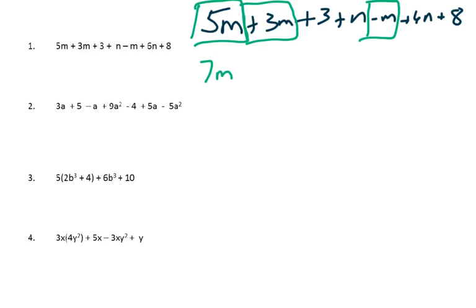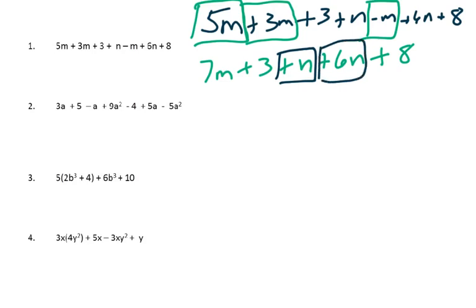And I'm going to bring everything else straight down just like I would if I was doing order of operations. Okay, so I combine my m's. Now I'm going to combine my n's. Okay, so I have a plus n. And if there's no number in front of the variable, you're going to assume that's a 1. Then I have a plus 6n. So 1n plus 6n is 7n. So I'm going to keep my 7m. I'm going to keep my plus 3. That's going to be a plus 7n. I'm going to keep my plus 8.